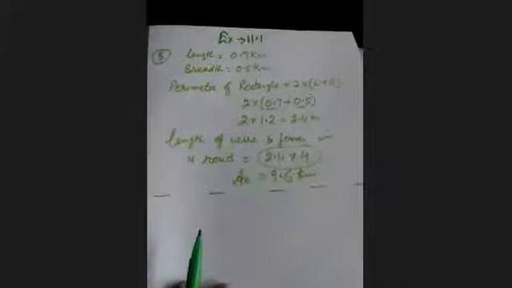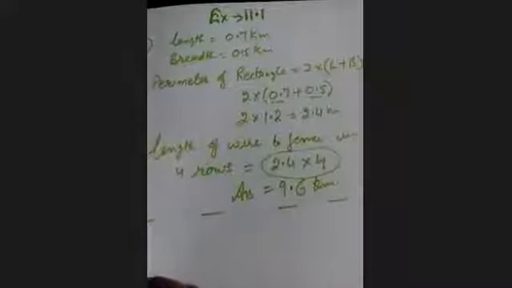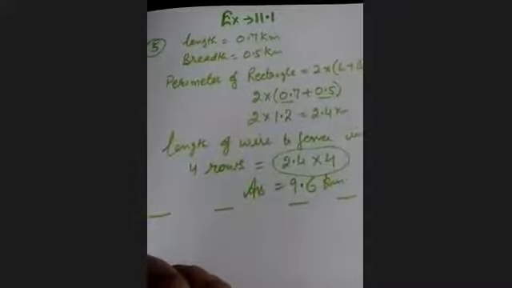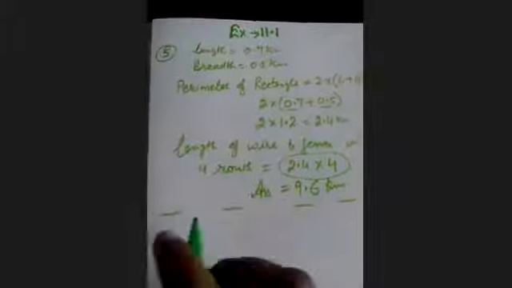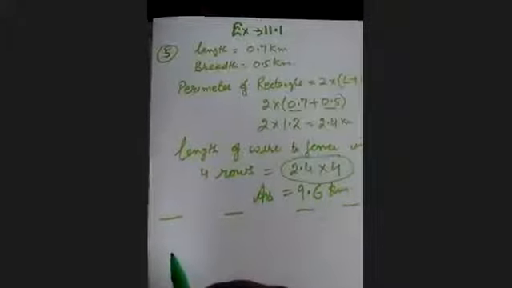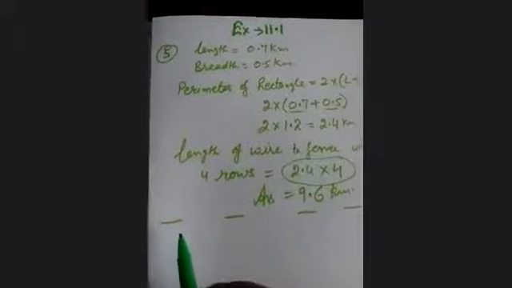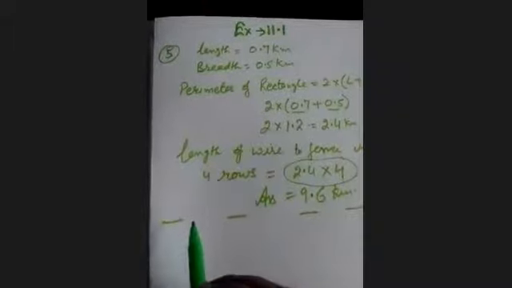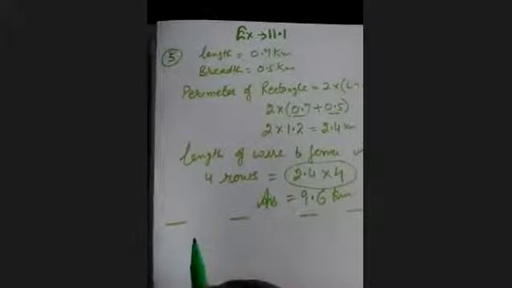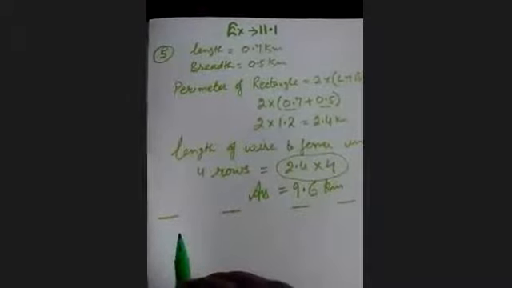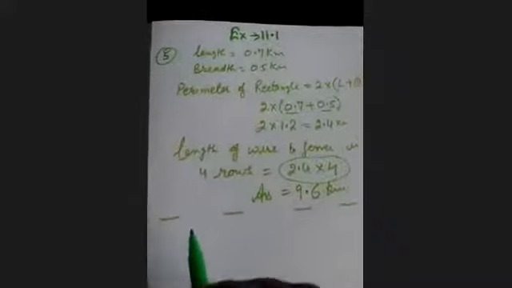Now, the sixth question is: find the perimeter of a regular hexagon with each side measuring 7.5 meter. In a hexagon, we have 6 sides, and this is a regular hexagon. It means 6 sides are equal in length. So the perimeter of a regular hexagon is 6 multiply side.